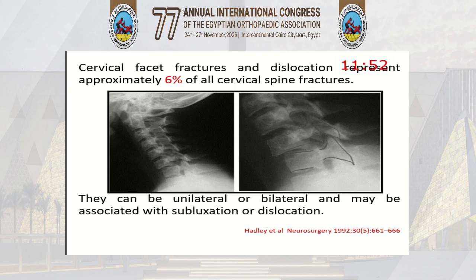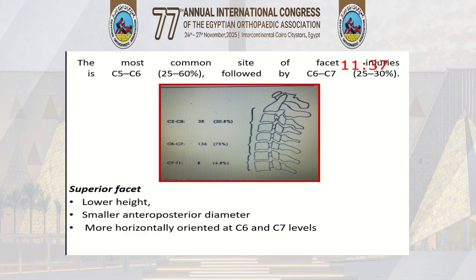Facet joint fractures and dislocation represent about 6% of all cervical fractures, and they can be unilateral or bilateral and may be associated with subluxation or dislocation. They mostly affect the lower cervical spine and not the upper, because the superior facet of the lower cervical spine has a lower height, smaller anteroposterior diameter, and is more horizontally oriented. So 70% of facet dislocations usually occur between C5 and C7.